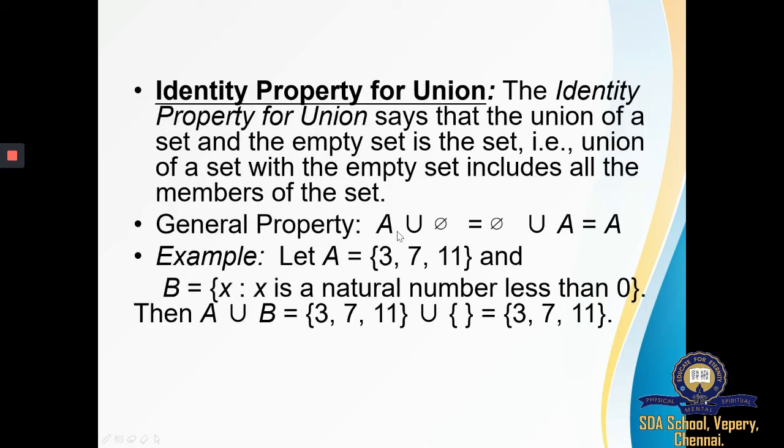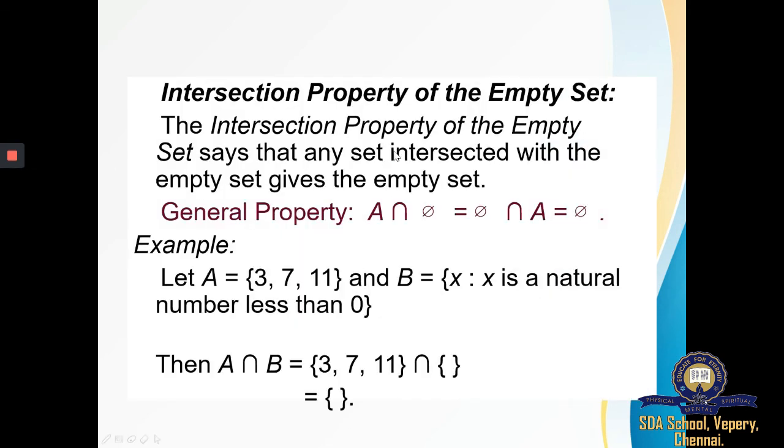And this is the identity property for union, which states that let A be any set. So A union the null set will be equal to A, or null set union A will also be equal to A itself. Next, we studied the intersection property of empty set, which states that A intersection null set or null set intersection A will give me back my null set itself, right? And you should also note that the set difference is also not associative.